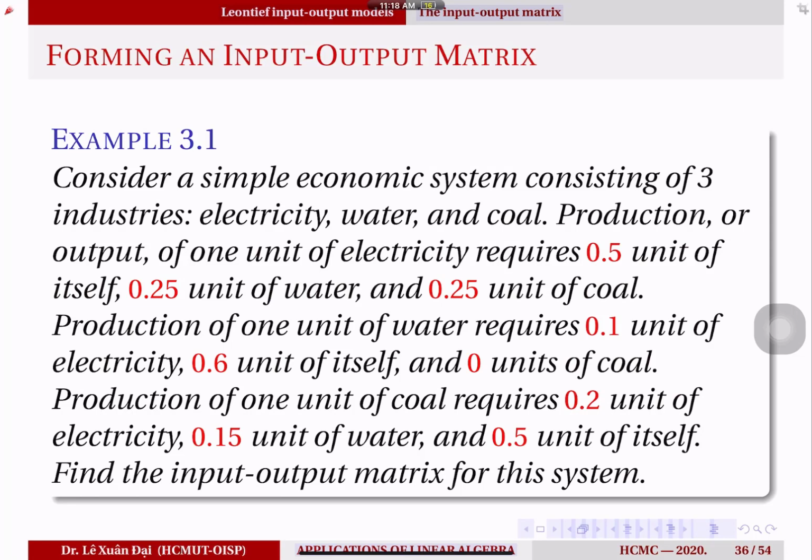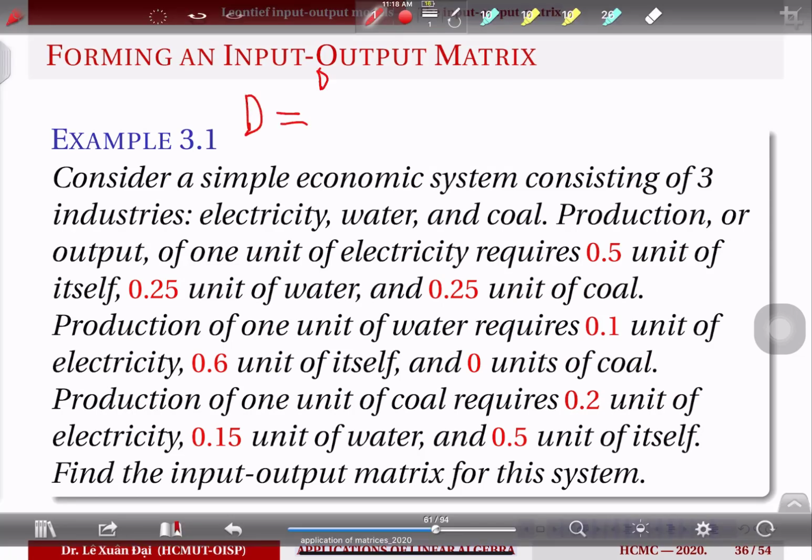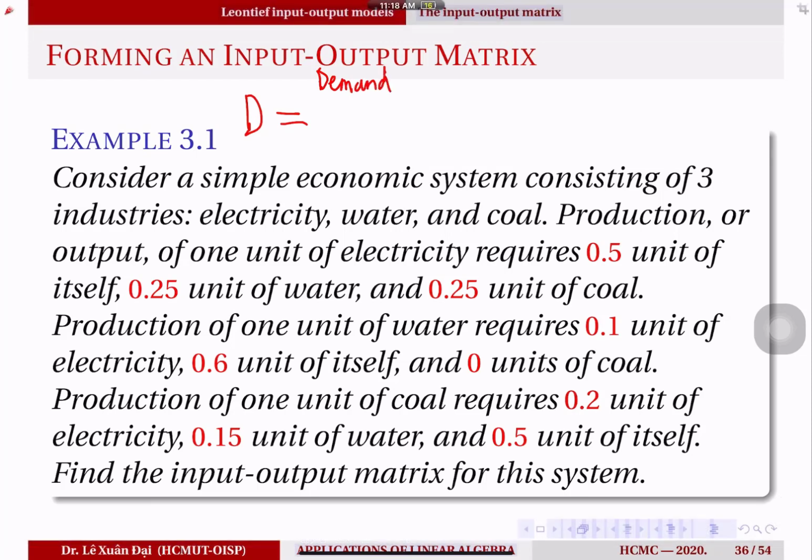Alright, so our matrix will be D. The column will be the demand: the demand of the electricity, of the water, and of the coal. The row will be the supply: supply of electricity, supply of water, and supply of coal. To produce 1 unit of electricity, the demand is 0.5 units of itself, so here 0.5, 0.25 units of water, and 0.25 units of coal.